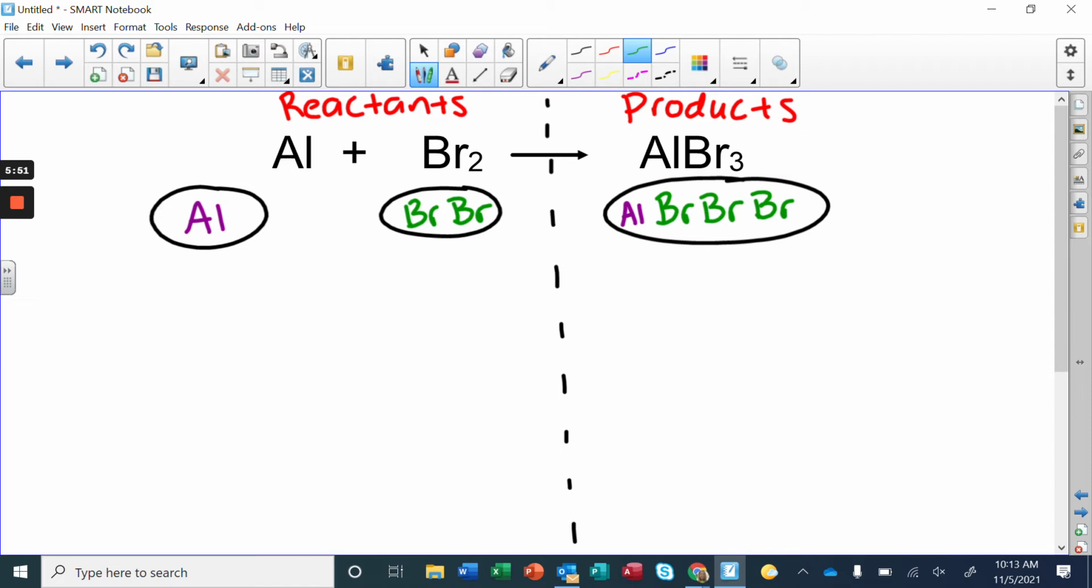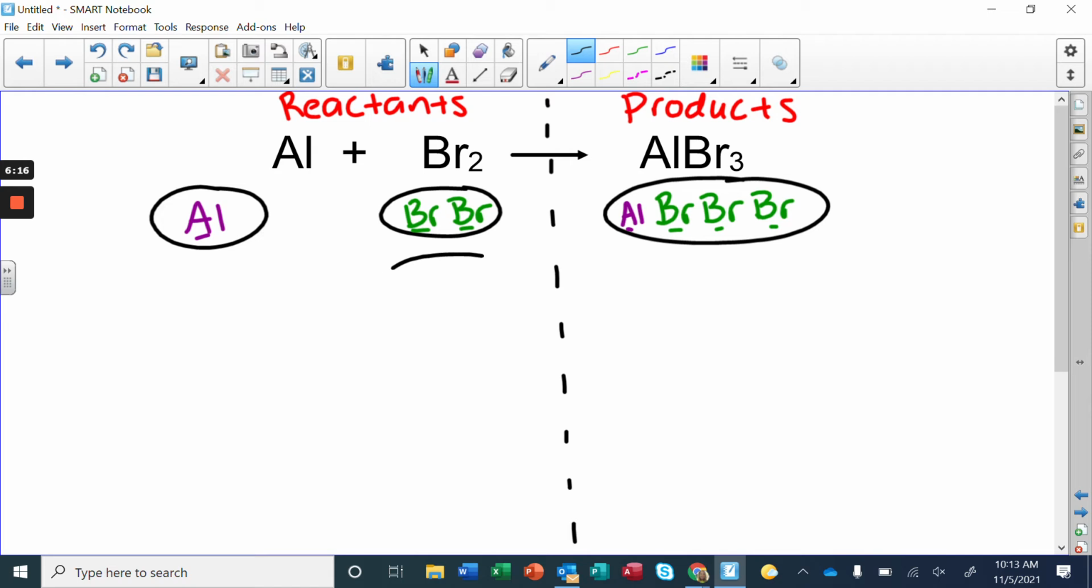Okay. And now we start counting. I look at my aluminum. I have 1 aluminum on the reactant side, and I have 1 aluminum on the product side, so it's good. I got a bromine. I have 1, 2 on the reactants, and I have 1, 2, 3 on the product side. I have less bromine on the reactant side, so that's where I'm going to add a bubble first.